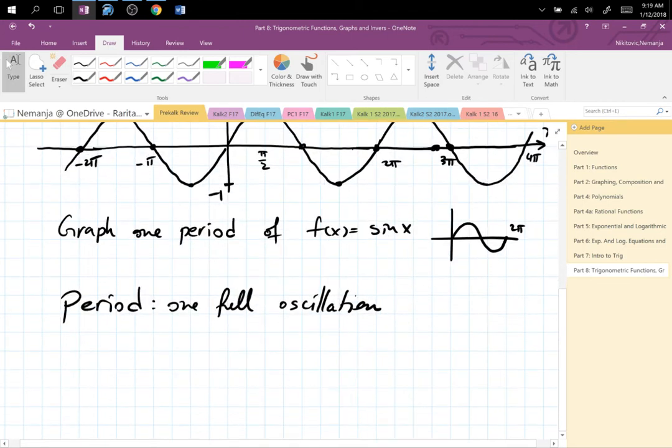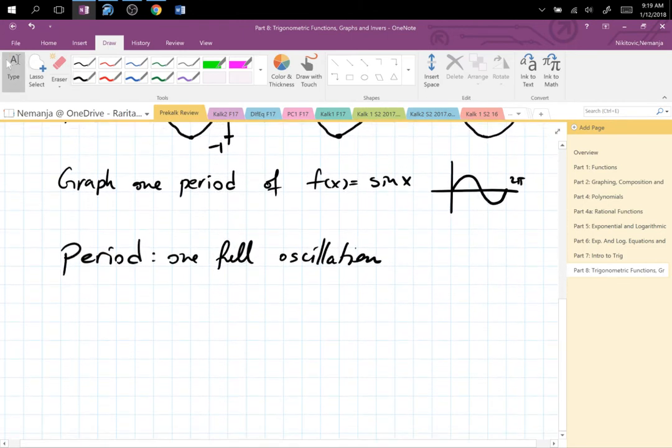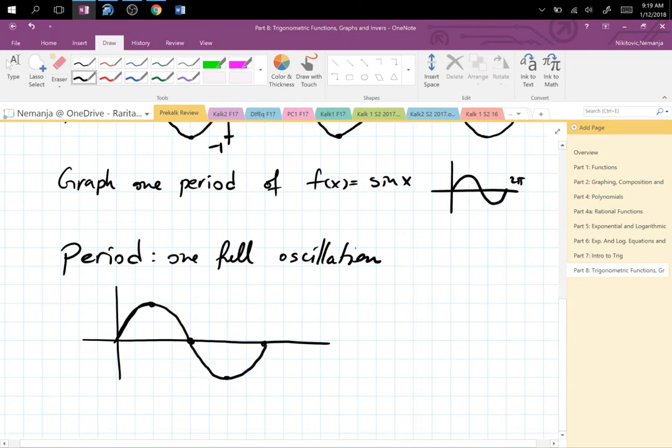Now that full oscillation is going to be exactly what I had. So again, the same graph. So this is one full period of sine. And as you can see, in this case, p is equal to 2 pi. This is the basic period of sine function. Again, goes up to 1, down to -1.